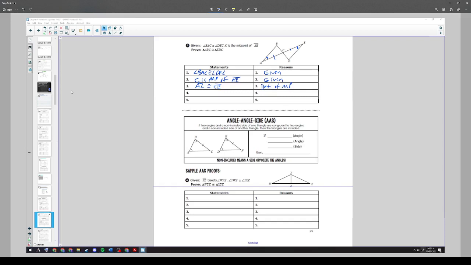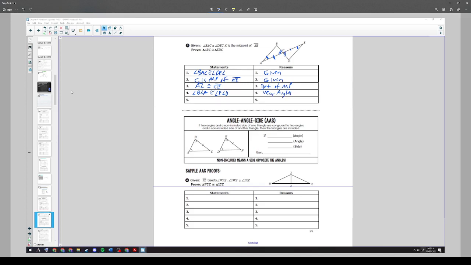Next, let's see, we want to establish angle, side, angle. We have angle, side. That means we need this angle here to be congruent to this angle here. So that's BCA and ECD. So we need a way to say angle BCA is congruent to angle ECD. And to do that, we can see that these are vertical angles. So this can just be vertical angles.